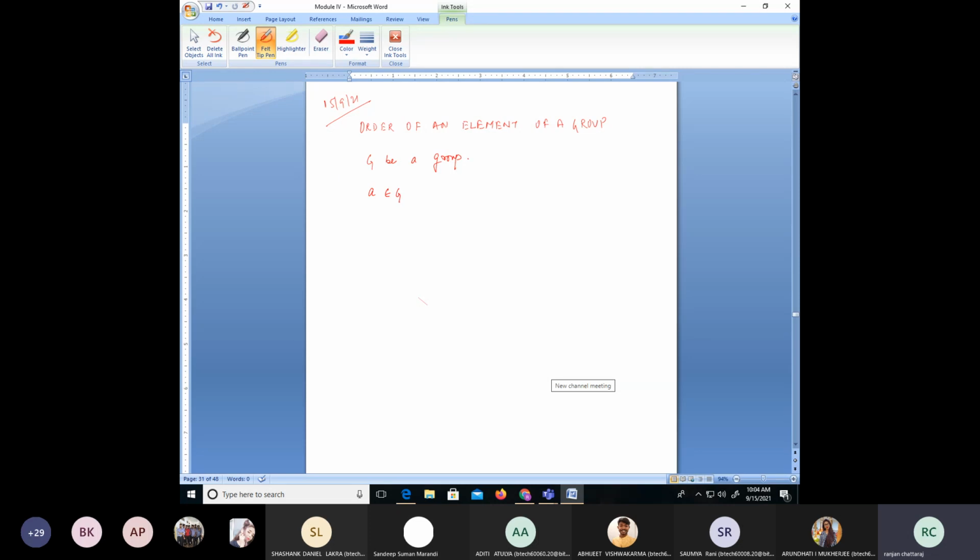Our topic is the order of an element of a group. So G is a group. I am not specifying the binary operator here. Simply G is a group with respect to any binary operation, and A is any element belonging to G. Okay. And one more thing, E is the identity element of G.